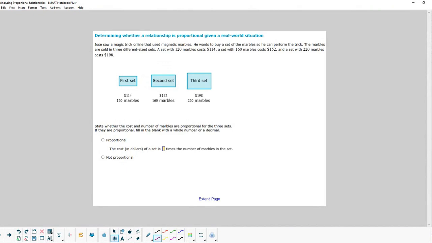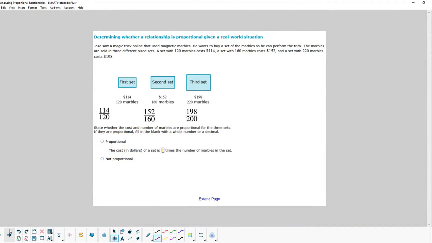So we want to know if this is a proportional relationship, or if you're getting the same value per marble, if you will, in each set. So how do we find out? Well, we divide the cost of each set by the number of marbles, and that will tell us if we get the same ratio, or we'll actually find out how much it costs per marble. And if that's the same price, then it's considered proportional.